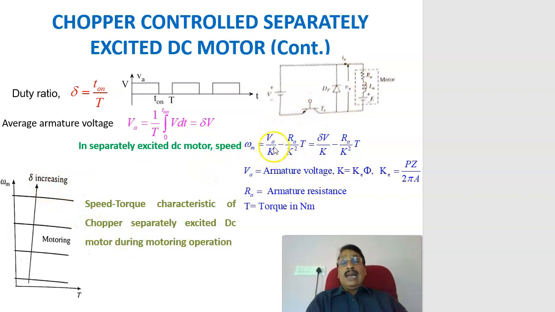In this case, as delta increases, delta V increases, and thereby for a given torque, the speed is increasing. So this depicts the relation between torque and the angular speed omega m for different duty ratios. That is the speed-torque characteristics of the chopper-fed separately excited DC motor during the motoring operation.